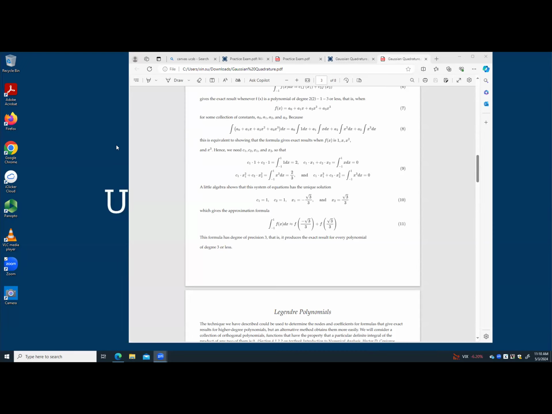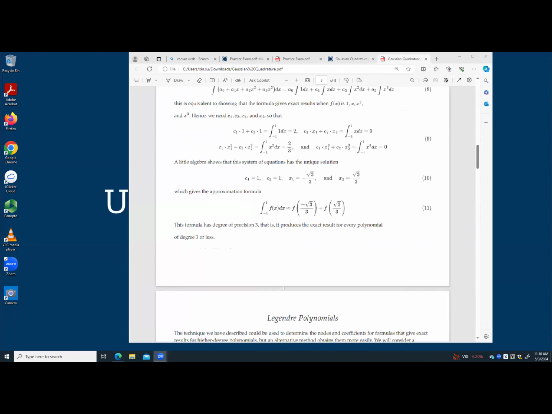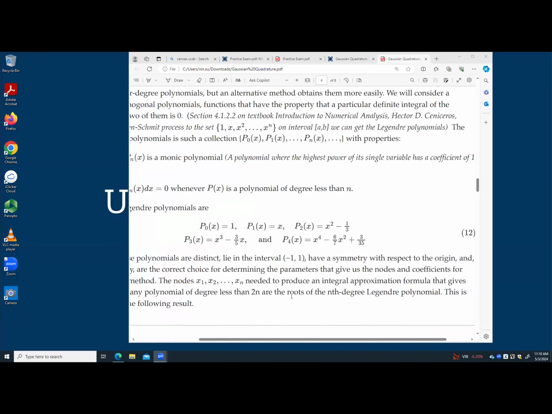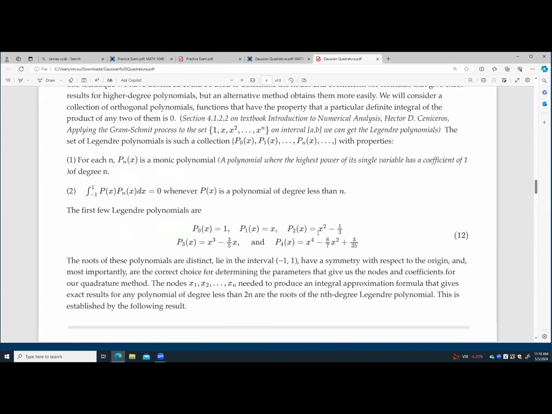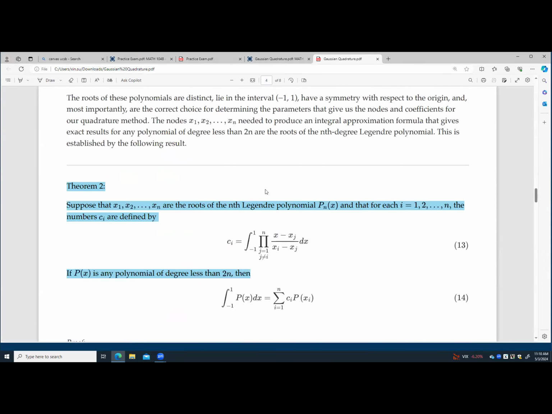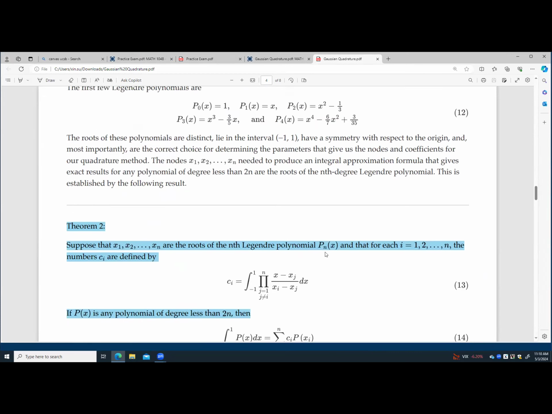Let us record what we have here. So this is a general way to get the nodal points, and this is what the theorem is stating: the nodal points for the Gaussian quadratures are the roots of the nth Legendre polynomial. So now we want 3 nodal points, which means that we want P3 here, and then we want to solve P3(x) equals 0. And then we get 3 nodal points.